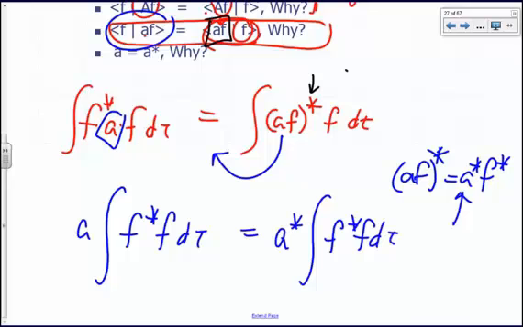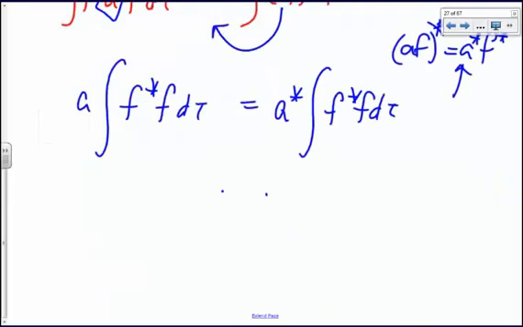So a must be equal to a star, unless f is 0 everywhere, in which case that integral is 0. In general, then, a is going to be equal to a star. And we're not interested in functions that are 0 everywhere anyway. So a is equal to a star, therefore a is real.